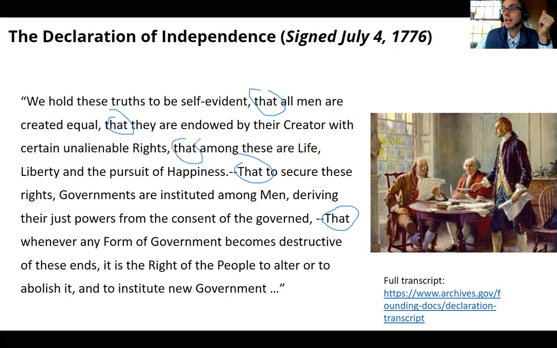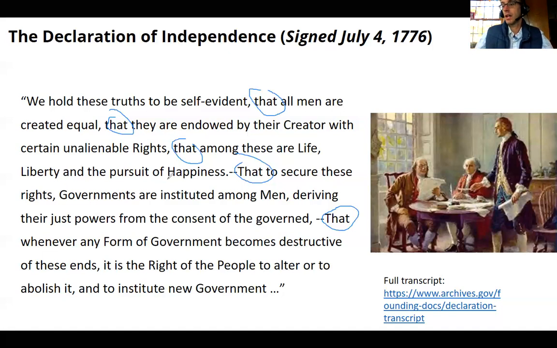That, oh, I missed one. That among these rights that every person has are life, liberty, and the pursuit of happiness. That to secure these rights of life, liberty, and the pursuit of happiness, governments are instituted among men, deriving their just powers from the consent of the governed. The purpose of government is to protect our natural rights of life, liberty, and the pursuit of happiness. That's why you and I agree to form a government, because I feel safer in a world that has government than in a world that doesn't, if we were just all on our own.